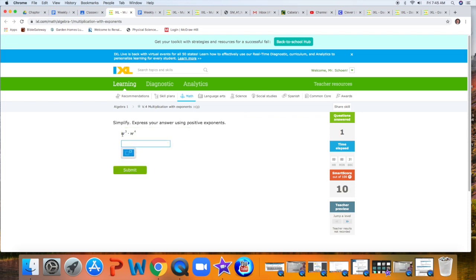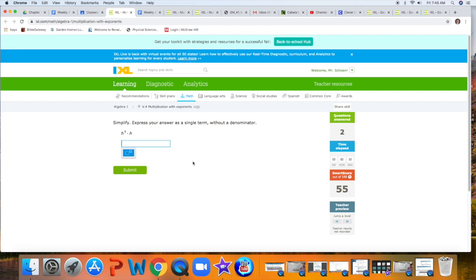Try that one more time. W is my base, W times W. We're going to add those two values, 3 and 4. That is going to give me, click the exponent button, 7. Now I'm going to click this little teacher preview here to jump a level to see what's going to be more difficult for you to experience.